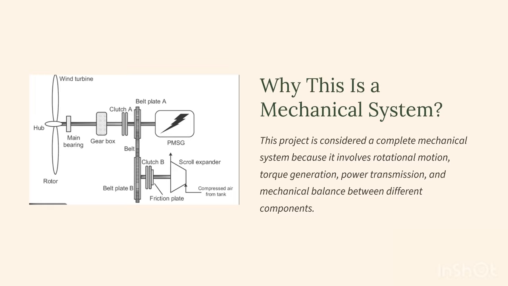The first mechanical aspect of the system is motion. Wind causes the blades to rotate, and this rotational motion is transferred through mechanical components such as the rotor and the shaft. Without mechanical motion, the system cannot operate.